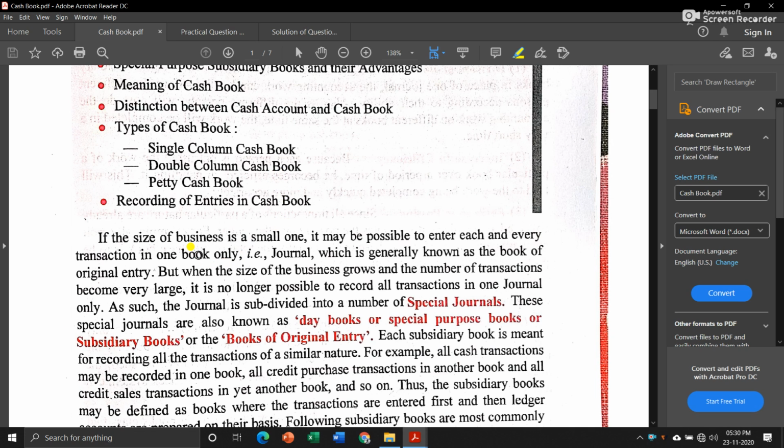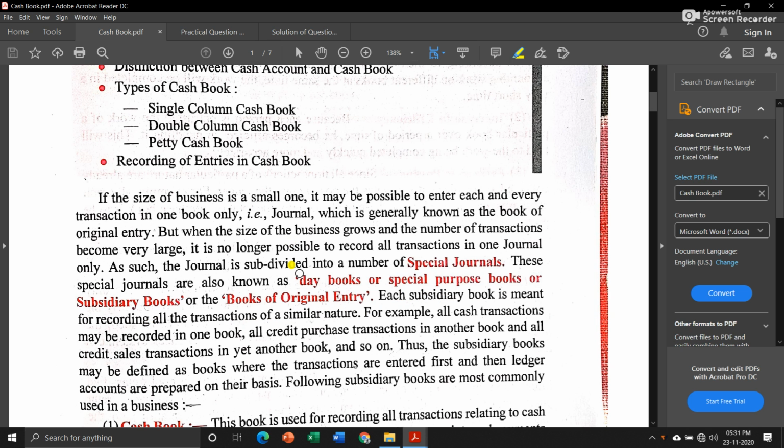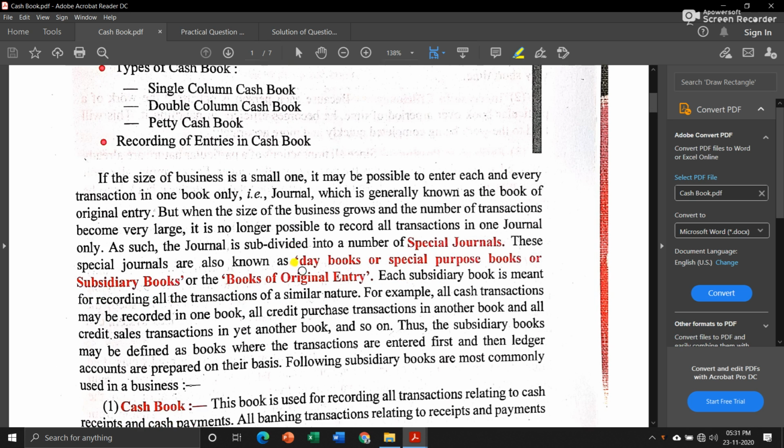Earlier we have seen how to prepare journal, but we talked about that if the size of a business is very small, then it is possible to record each and every transaction in journal. But if the business is very big, then it is not humanly possible to record all those transactions in journal. So in that case, big businesses prepare cash book as well as some other special journals. Now we will see what are those journals.